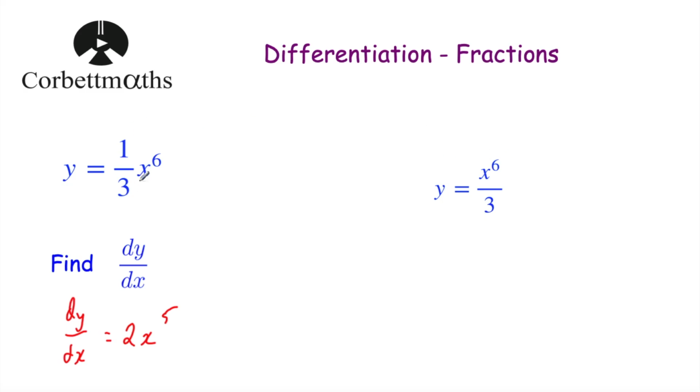So if you've got a third multiplied by x to the power of 6, it's actually the same as x to the power of 6 divided by 3. Now, there's a couple of ways to think about it. If you multiply something by a third, it's the same as dividing it by 3. So for instance, a third times 15 is 5, and 15 divided by 3 is equal to 5. So that's one way to think about it.